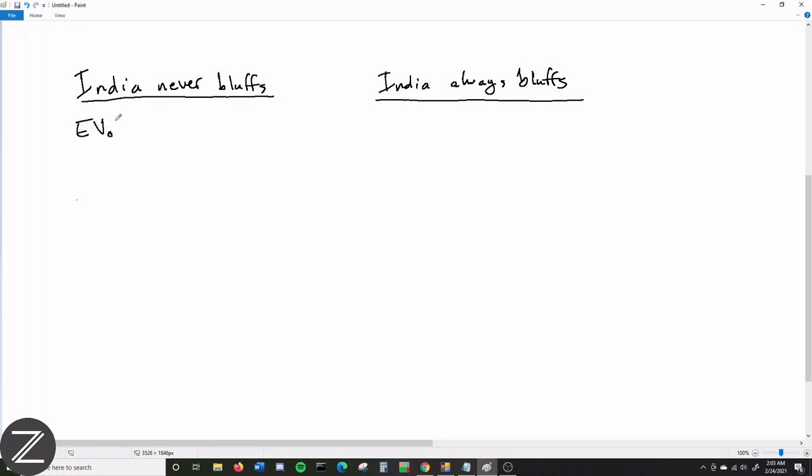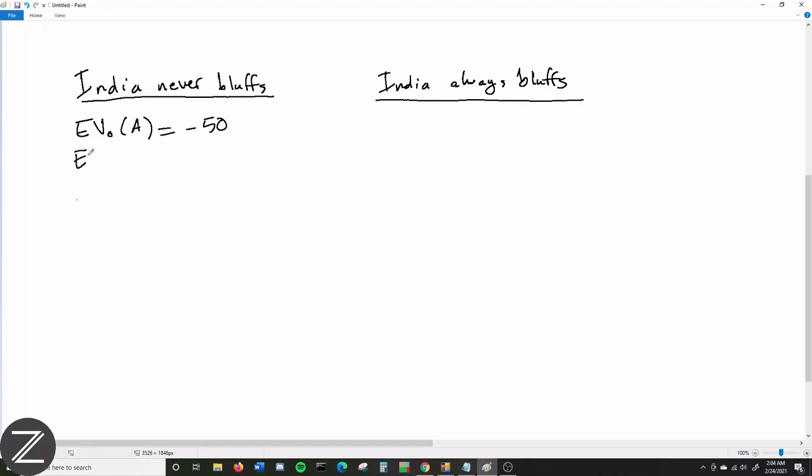So we'll just denote this EV sub O of India facing, say India's holding is an ace. We'll just say this is Oscar's expectation against an ace. If India never bluffs, and Oscar is still calling at a frequency of exactly 50%, Oscar will call and lose half the time against an ace and lose 100, and then half the time he will fold and lose 0. So the expectation against India's ace is -50.